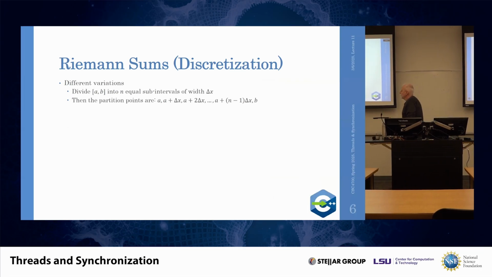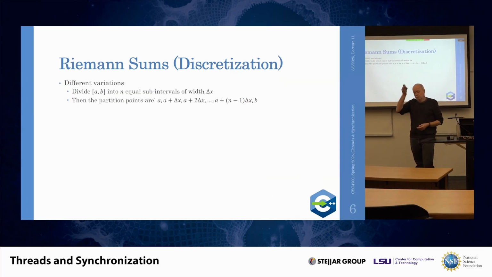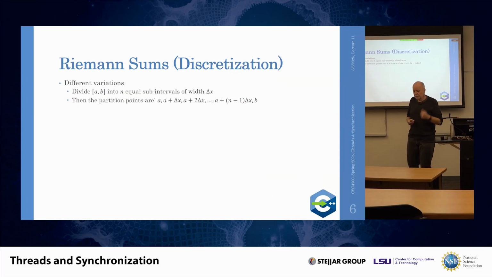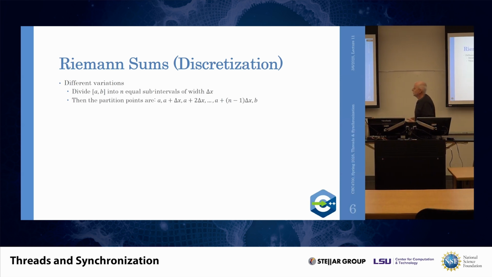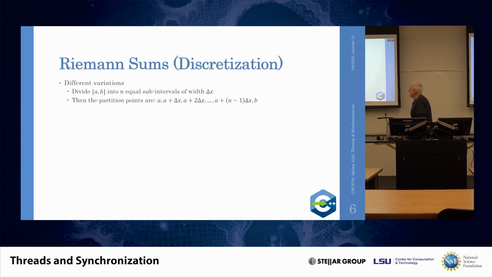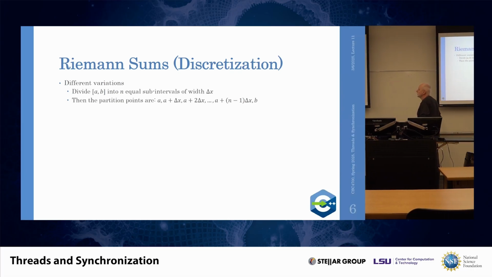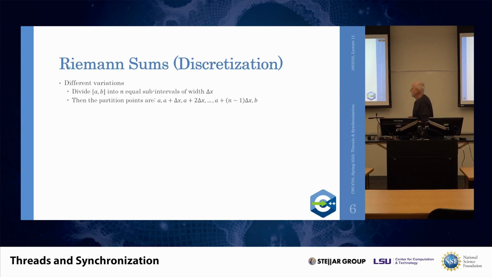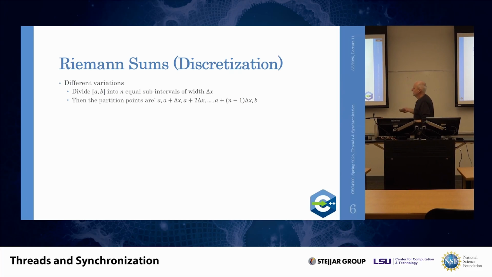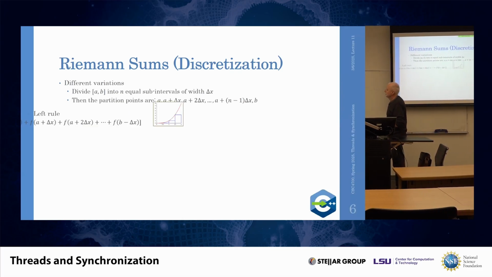There are obviously different variations because nobody forces you to use the left-hand side of those rectangles. You can use the right-hand side of the rectangles. You can use the middle between the points and so on. So let's have a look at some of those variations. If you divide our interval from a to b into n equal subintervals of width delta x, then the partition points are obviously a plus delta x, a plus 2 delta x, and so on until we get to b.